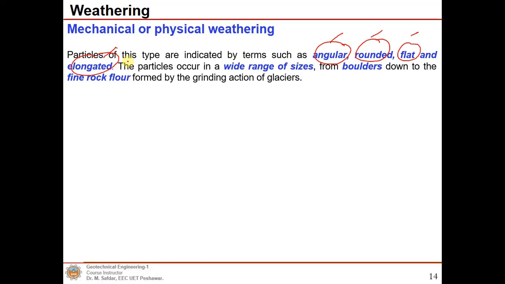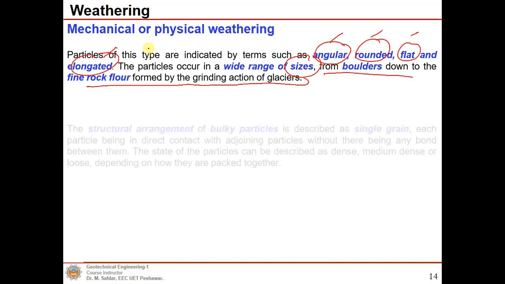The particles occur in a wide range of sizes. Different sizes of particles will have different strength, different compressibility, and different hydraulic conductivity. Sizes range from boulders down to the fine rock flour formed by the grinding action of glaciers. So mechanically, there are different size ranges you will see, and these size ranges will definitely affect the engineering properties of the soil.